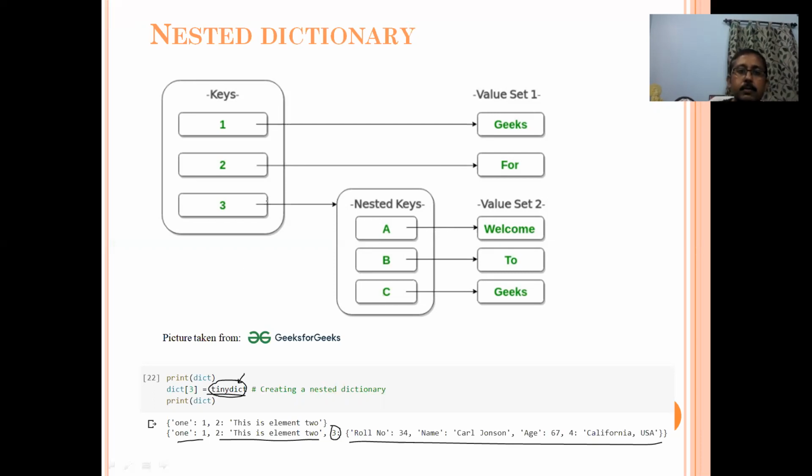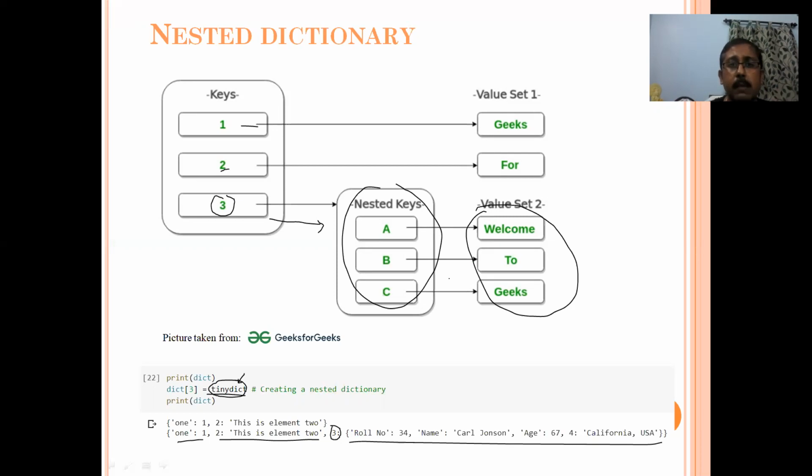So this is the concept of a nested dictionary. So the first element was already there, the second element was already there. I added this third element, which is again another dictionary object having a few keys and a few values, right? So this is the concept of a nested dictionary.